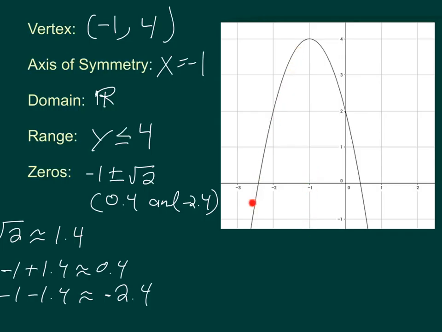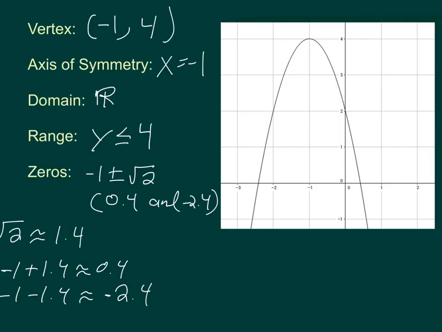The domain, well, since this parabola is going on and on, both down and out forever and ever, it will be all real numbers. The range is everything less than or equal to 4. Here's 4 at the peak. That's the y value that's the highest. Everything else below it will be covered.